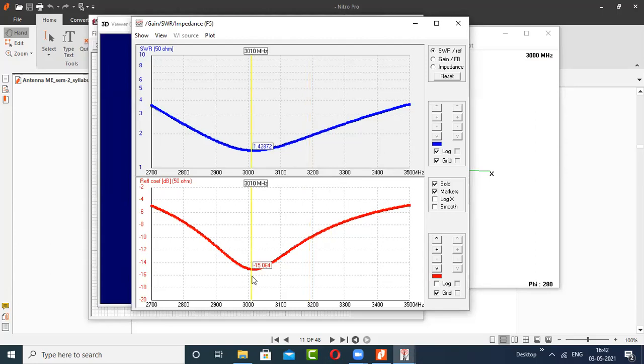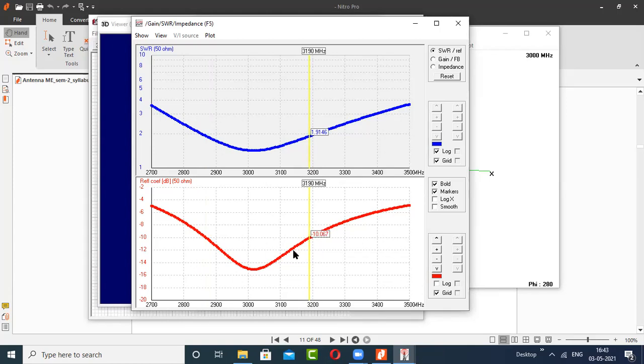And the center frequency is almost 3 gigahertz. So you can say that for this particular length, your antenna is working well because your design frequency is 3 gigahertz, right? So center frequency should be 3 gigahertz. So lower cutoff frequency is 2.87 and upper cutoff frequency is 3.2.